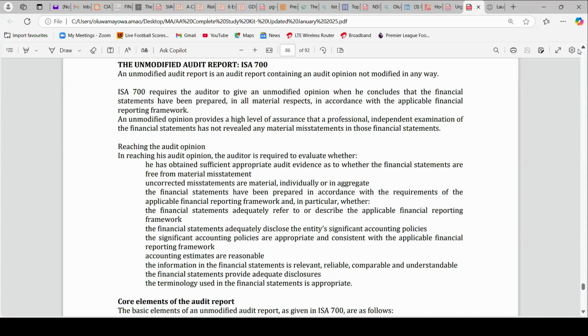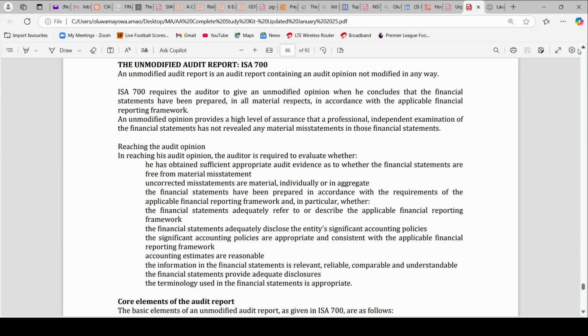So he will look at it. He has obtained sufficient appropriate evidence. There are uncorrected misstatements; they are either material or not. The financial statements have been prepared in line with the applicable financial reporting framework. The accounting policies used are appropriate. The accounting estimates are reasonable. The financial statements are relevant and reliable. These are the things that the auditors will look at before forming an unmodified audit opinion.